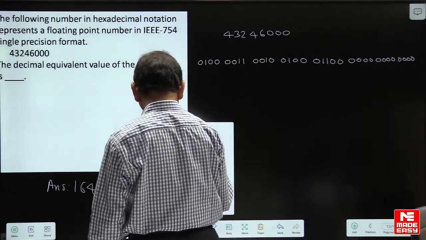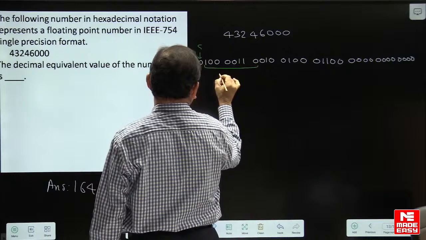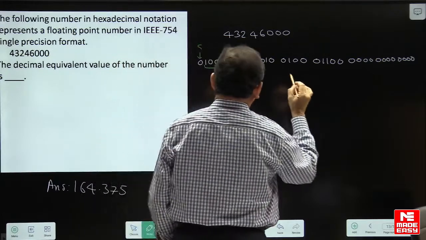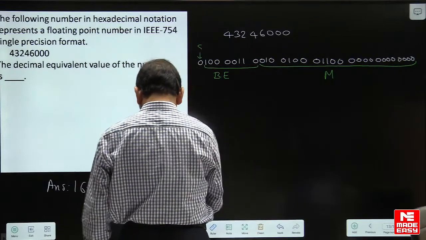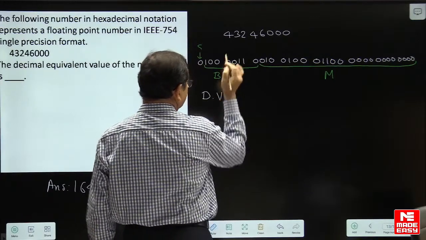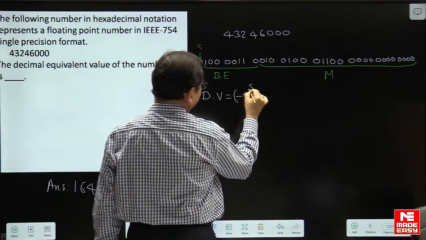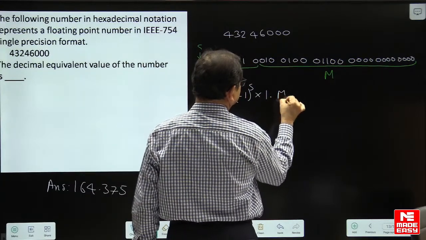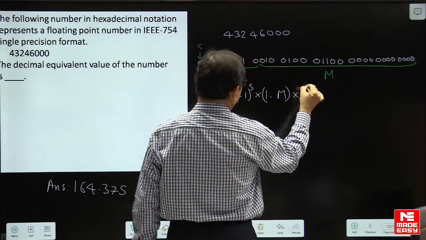So you are looking here, this is referring to the sign, right? And these bits are referring to the biased exponent. And the remaining part is referring to the mantissa part. And the decimal value of a single precision IEEE 754 number is -1 to the power of sign, into 1 point this mantissa part, into 2 to the power of the real exponent.